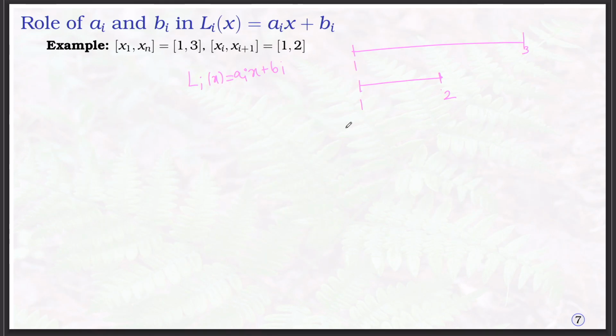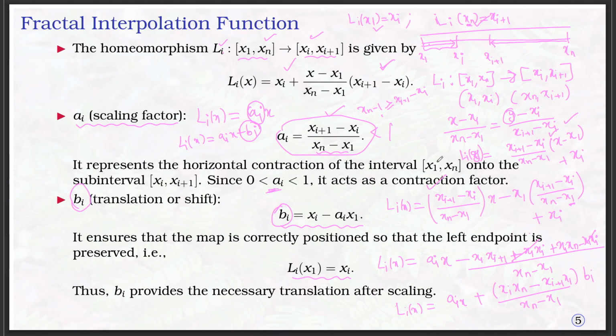Ai, one can use ai is the length of the subinterval divided by the length of the whole interval. So, the length of the whole interval is 3 minus 1 is 2, and the length of the subinterval over the length of the whole interval. So, the length of the subinterval is 2 minus 1, it is 1, the length of the whole interval is 3 minus 1, it is 2. So, ai equal to 1 over 2. For finding the bi, we can use the formula which is obtained here.